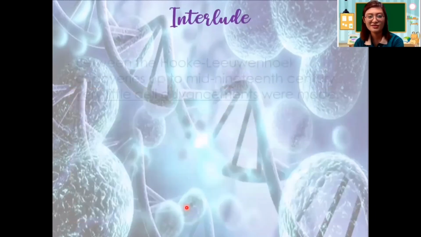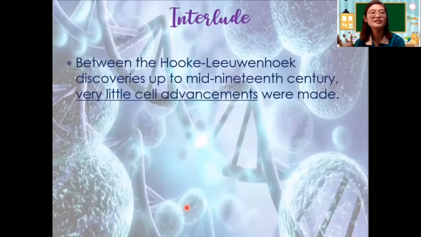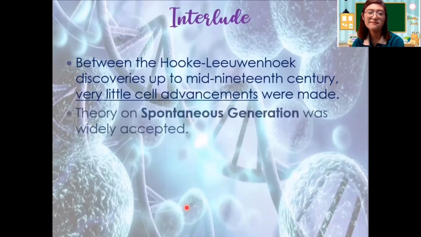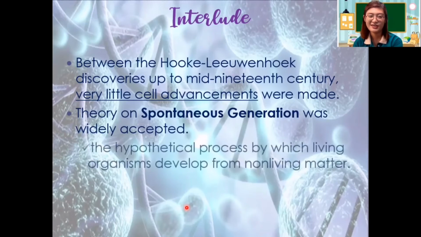Okay, next. Between the Hooke-Leeuwenhoek discoveries up to the mid-19th century, very little cell advancement was made. Hence there was the so-called theory of spontaneous generation. It was widely accepted. When you say spontaneous, it means suddenly appearing. This is the hypothetical process by which living organisms develop from non-living matter.